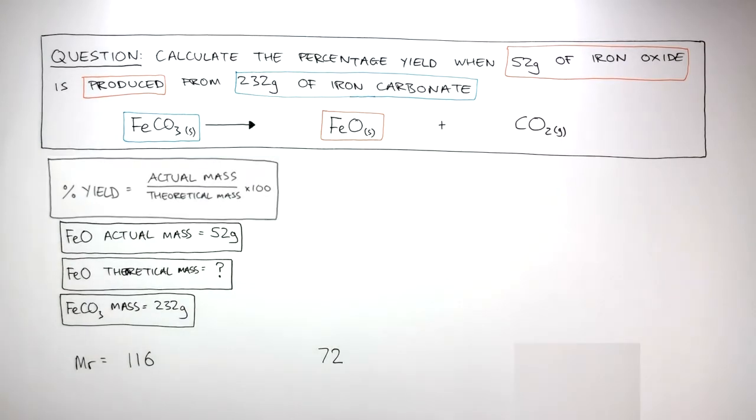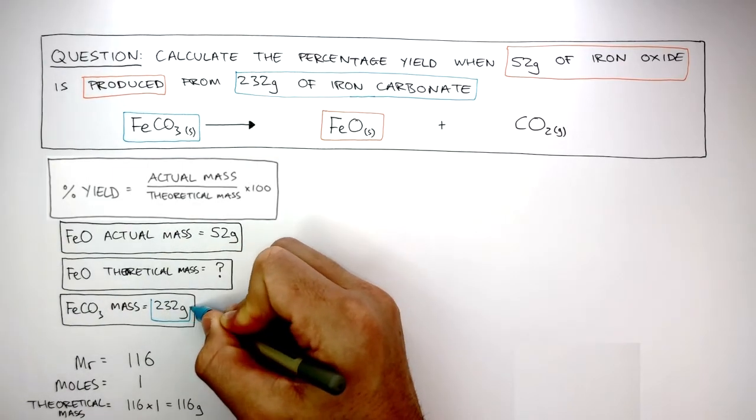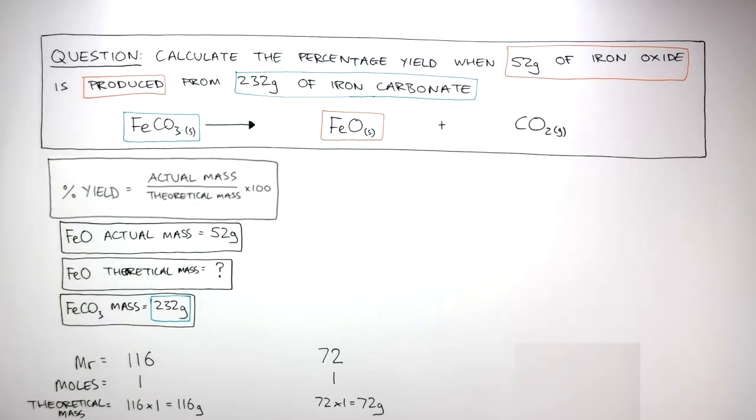The balanced symbol equation tells us 1 mole of iron carbonate reacts to form 1 mole of iron oxide and 1 mole of carbon dioxide. So the moles are 1 to 1. Using this information, the theoretical mass is 116 times 1, which equals 116 grams, and then 72 times 1 equals 72 grams. But the question tells us we started off with 232 grams of iron carbonate.